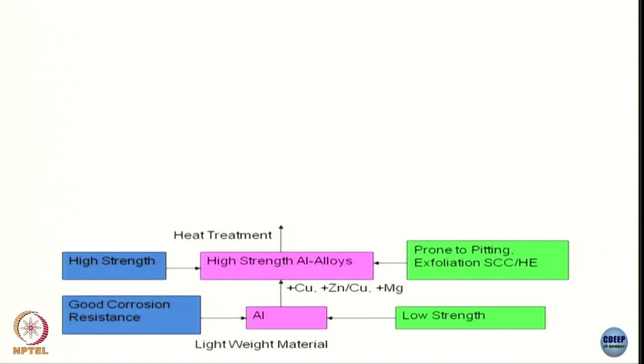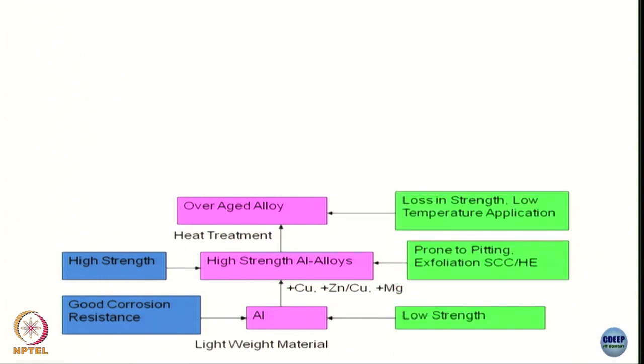To overcome this, you give a heat treatment, and that heat treatment is called the overaging treatment. In the overaging treatment, there is a loss in strength. That is one of the problems. But resistance against SCC, resistance against exfoliation and hydrogen embrittlement and all is good, but there is a loss in strength.